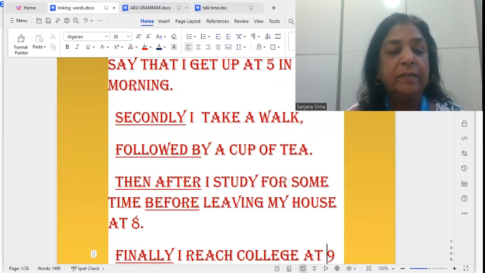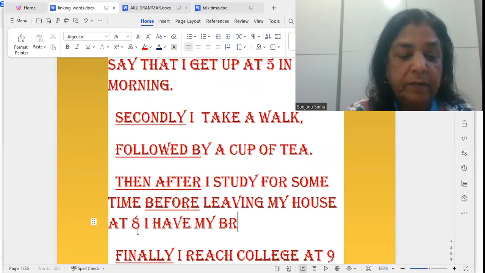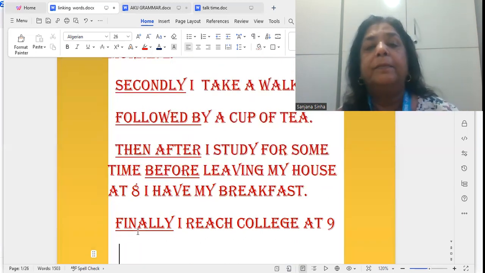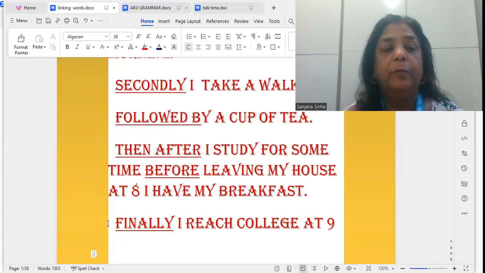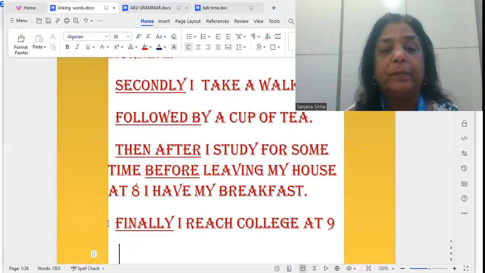I have my breakfast. Finally, I reach college at 9. So these are the words which I've used, the underlined words, secondly, followed by, then after, before, and then finally. All these words are linkers. They are connectors. They connect from one sentence with the other.